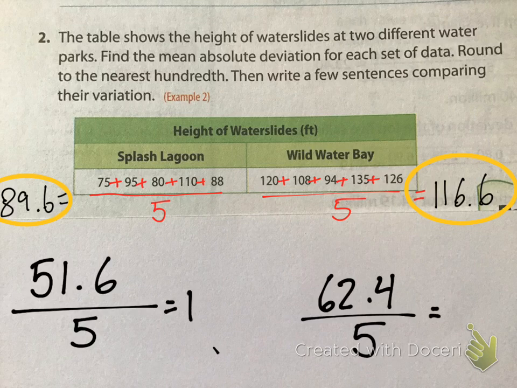For Splash Lagoon, our mean absolute deviation is 10 and 32 hundredths. For Wild Water Bay, we get 12 and 48 hundredths. And that's all we gotta do.